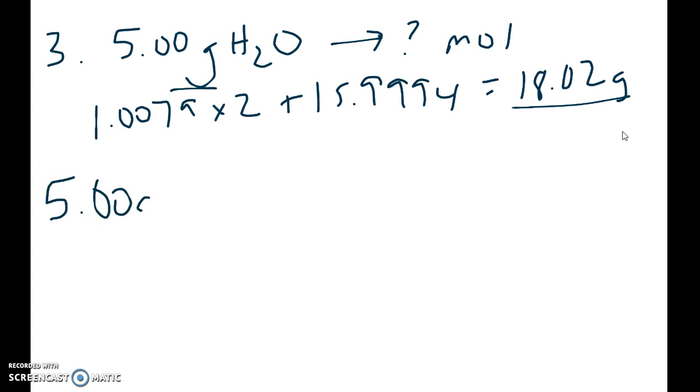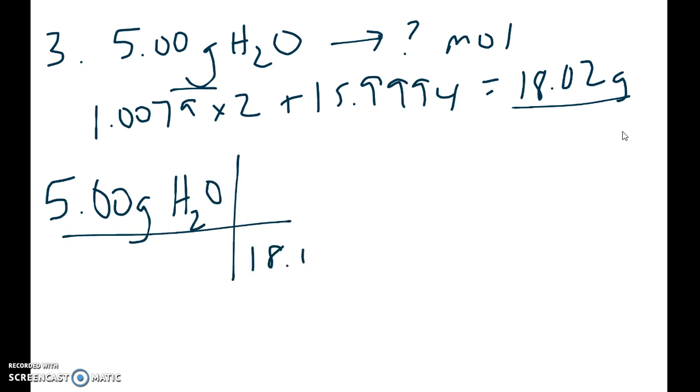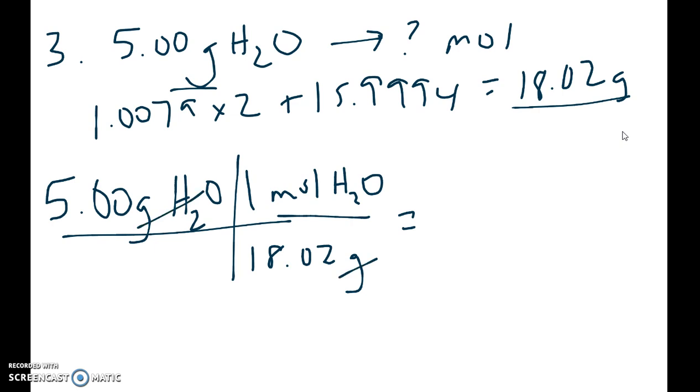So I have 5 grams of water that I'm starting with. If I have grams on top, I have to have grams on the bottom. And I know that there's 18.02 grams of water in 1 mole of water. So by solving this, I multiply across the top, divide by the stuff on the bottom. So I take 5 times 1, which is still 5, divided by 18.02. I cancel out my grams, and I'm left with moles, which is what I want.